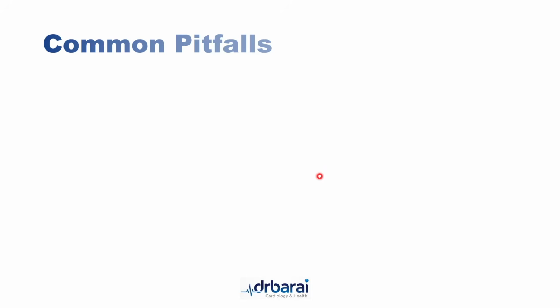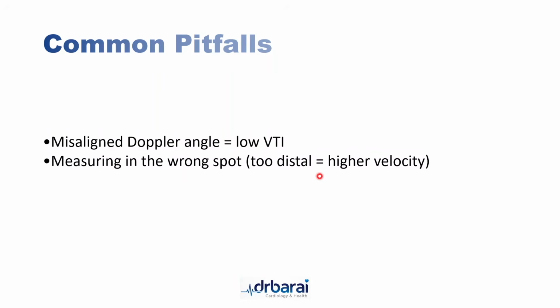I have got a separate video where I talked about the various pitfalls of the LVOT VTI. To summarize that, a couple of things that I am going to focus on. First of all, the Doppler angle needs to be less than 20 degrees from the flow. If it is more than 20 degrees, it will give you a wrong VTI, probably a lower VTI than the actual number. If we measure in the wrong spot, for example, if the signal gate is too distal or too close to the aortic valve, we will get wrong numbers. If the tracing is bad, then it will also give you wrong values.